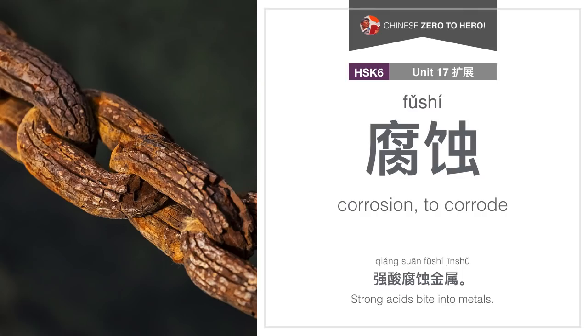In HSK 6, under Unit 17, 扩展, we also learn the word 腐蚀 meaning corrosion or to corrode. 强酸腐蚀金属, strong acid bite into metals.